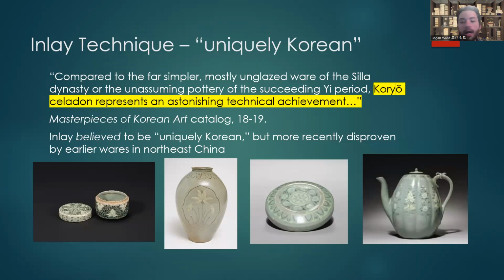But in the 21st century, we actually know better. We know this is not uniquely Korean. Korea was not the only one doing this. In the area of Manchuria in northeast China, there were earlier wares that were using this technique. So it is not specific to Korea. It is very prominent in Goryeo Celadon. You do see a lot of this white and black decoration, but it definitely was not only Korea or Goryeo doing it.